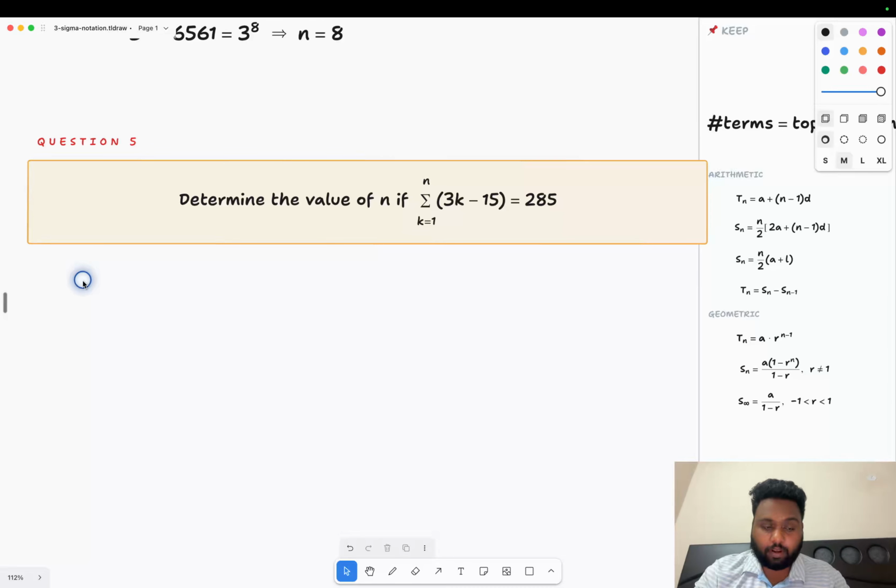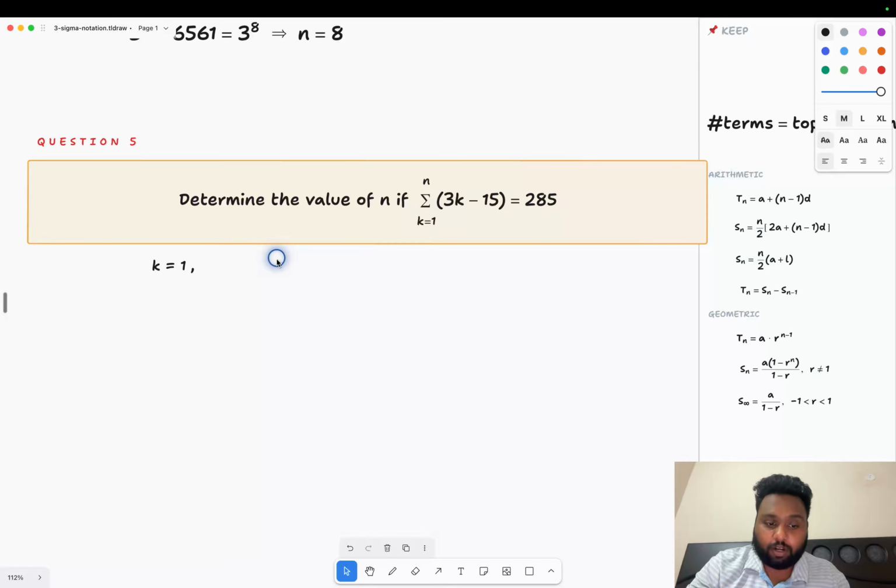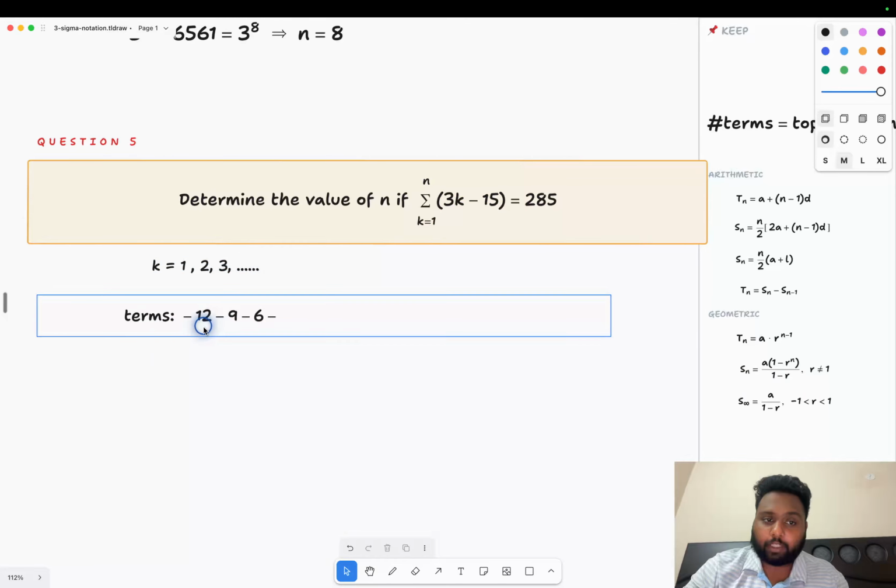Okay, so here we have to substitute the value of k. n right now represents the last term up to which this sequence will run. The values of k are going to be substituted as 1, 2, 3, and so on. When we substitute this, let's see what the terms are. When we substitute k is equal to 1, the terms are minus 12, minus 9, minus 6, and so on.